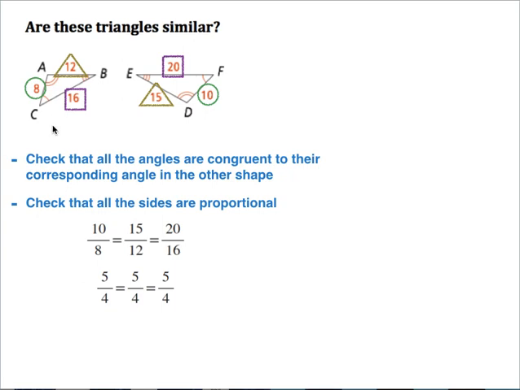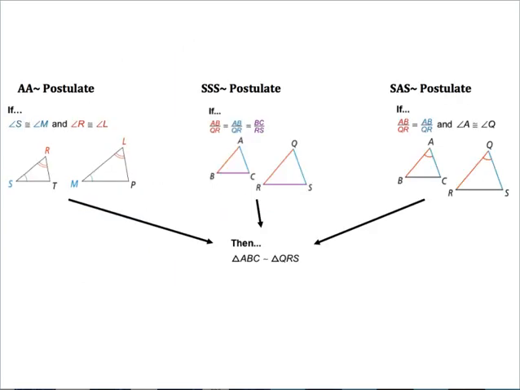Now, this is the method you'd have to use for every shape that has more sides than a triangle. However, if you have a pair of triangles that you're checking for similarity, you have a bit of a shortcut list. These three theorems are shortcuts for proving triangles similar to each other. The AA similarity postulate, remember the squiggly is your symbol for similarity, tells you if you have two pairs of matching angles, that's enough to prove your triangles are similar.